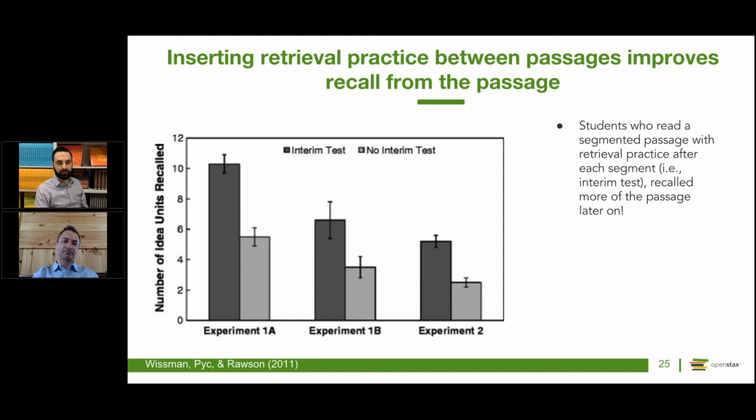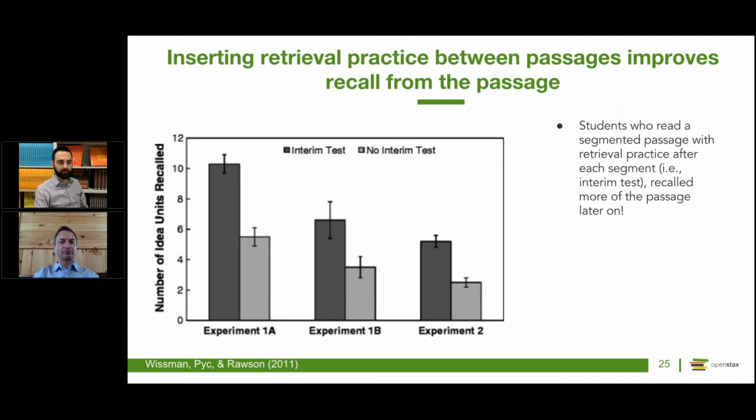They had students read long texts, and they broke the text up into small chunks, segmented them, and they either added retrieval practice or they did not. And this is what the condition they're calling interim test is. So those dark gray bars amount to essentially getting retrieval practice, and the light gray bars mean no retrieval practice.